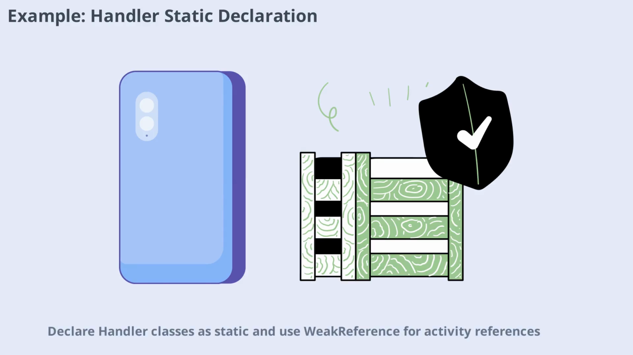Declare handler classes as static and use weak reference for activity references. This prevents the handler from keeping the activity alive longer than needed, ensuring efficient memory management and preventing leaks.